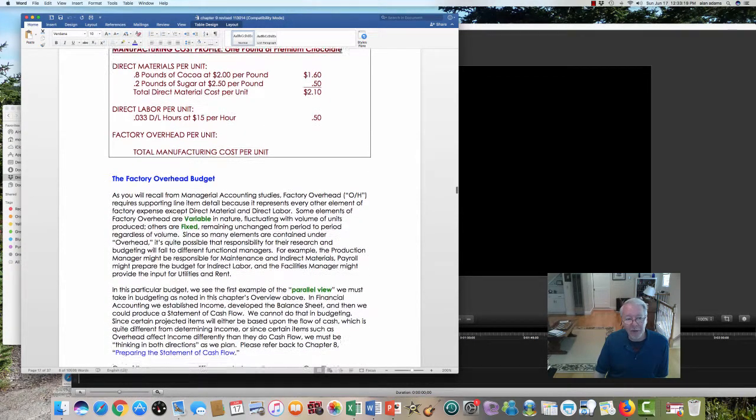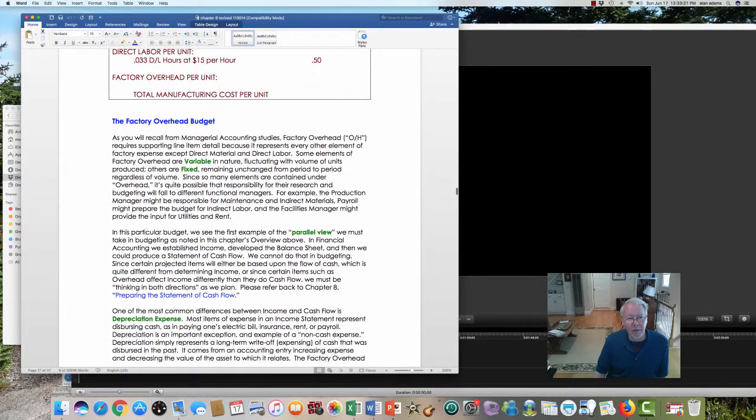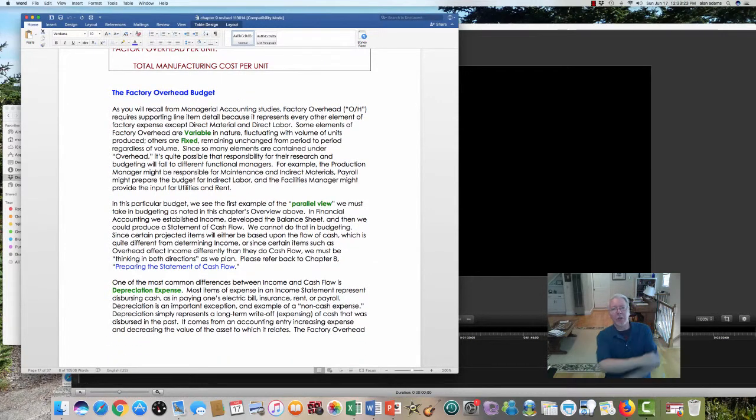Finally, we get to the factory overhead budget. We call this, jokingly, the garbage can account, because it's every other factory expense that you have except direct material and direct labor, which were just accounted for separately. So this is the everything else account. We also know that these costs experience two types of behavior: they are variable or they are fixed. A variable cost changes with production volume. A fixed cost stays the same.